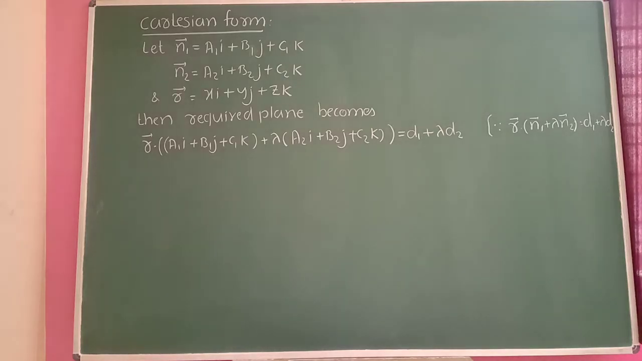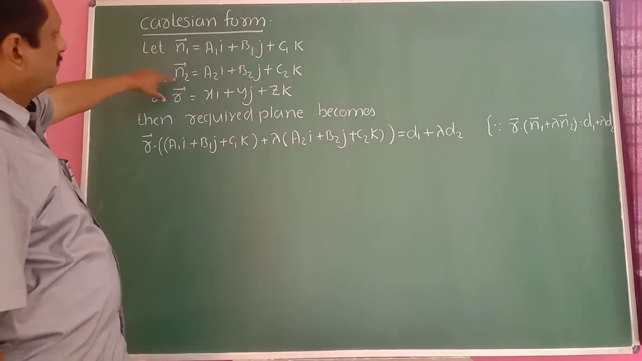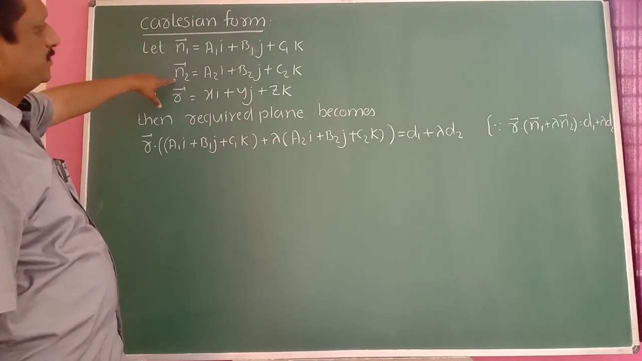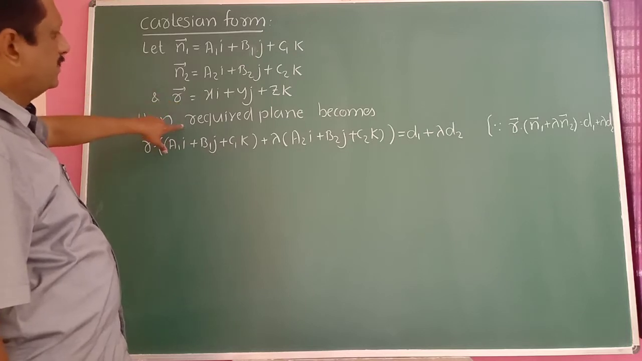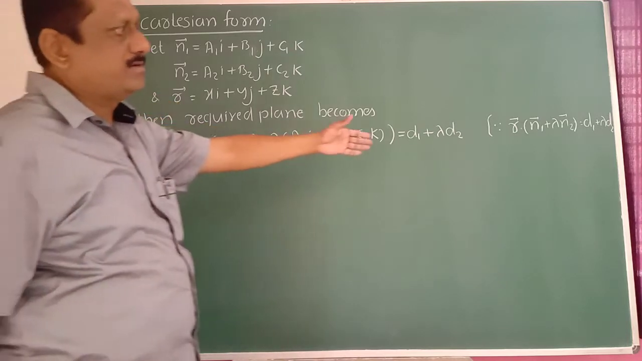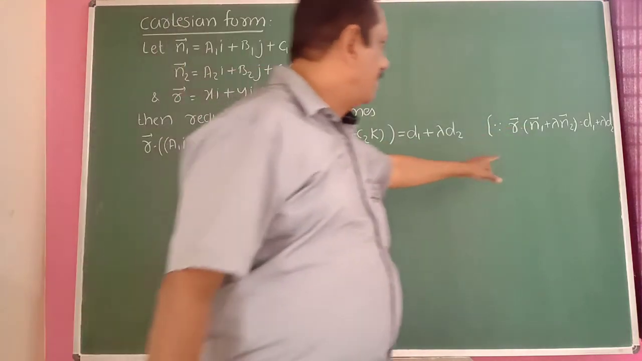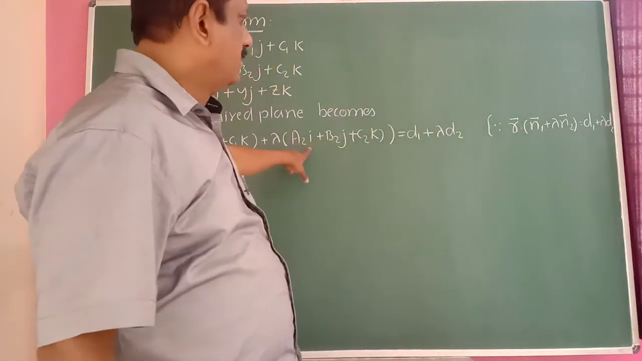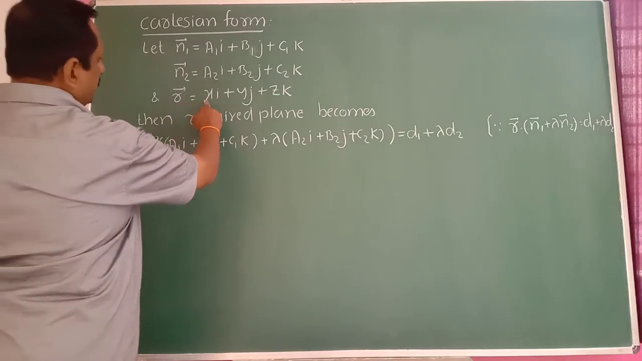So in the previous video, we already proved the vector equation of the plane. In this case, the Cartesian form is given by L1 bar is equal to A1i plus B1j plus C1k, L2 bar is equal to A2i plus B2j plus C2k, and R bar is xi plus yj plus zk. Then the required plane becomes, this is the equation of the plane in vector form. So N1 bar is this, plus lambda into N2 bar is equal to D1 plus lambda into D2.